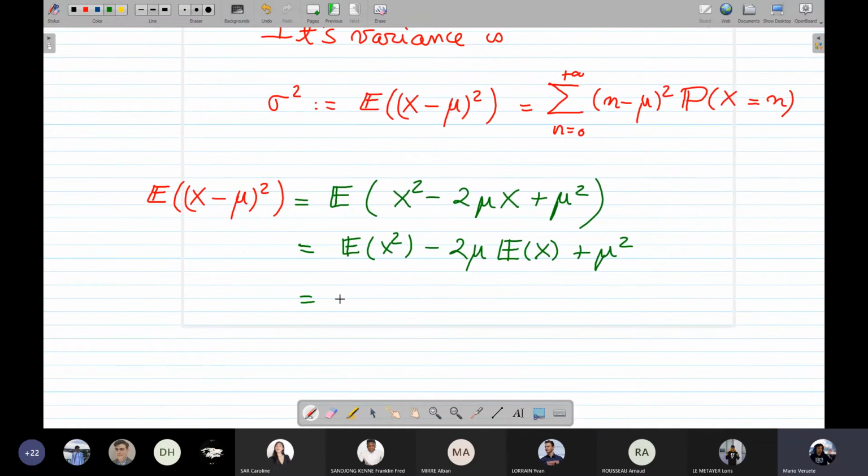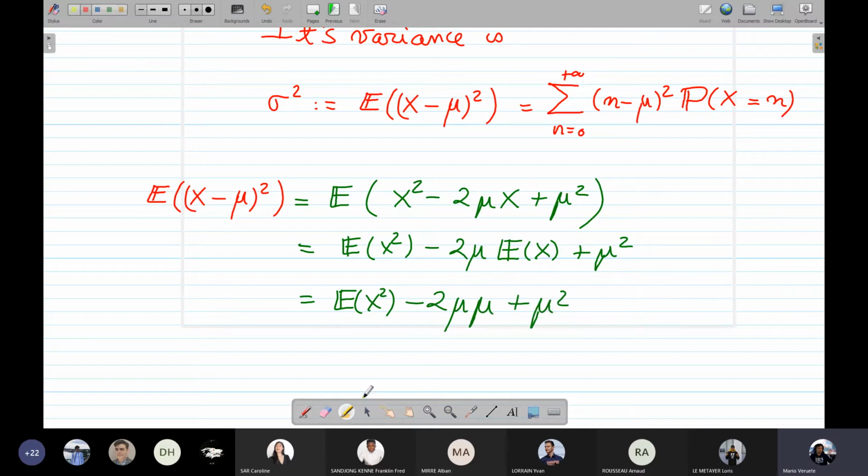And this is the expectation of x squared, which is something, minus the double product of mu times mu, it's mu square, plus mu square. This guy and this guy are the same. So finally, you get the expectation of x squared minus the mean square.